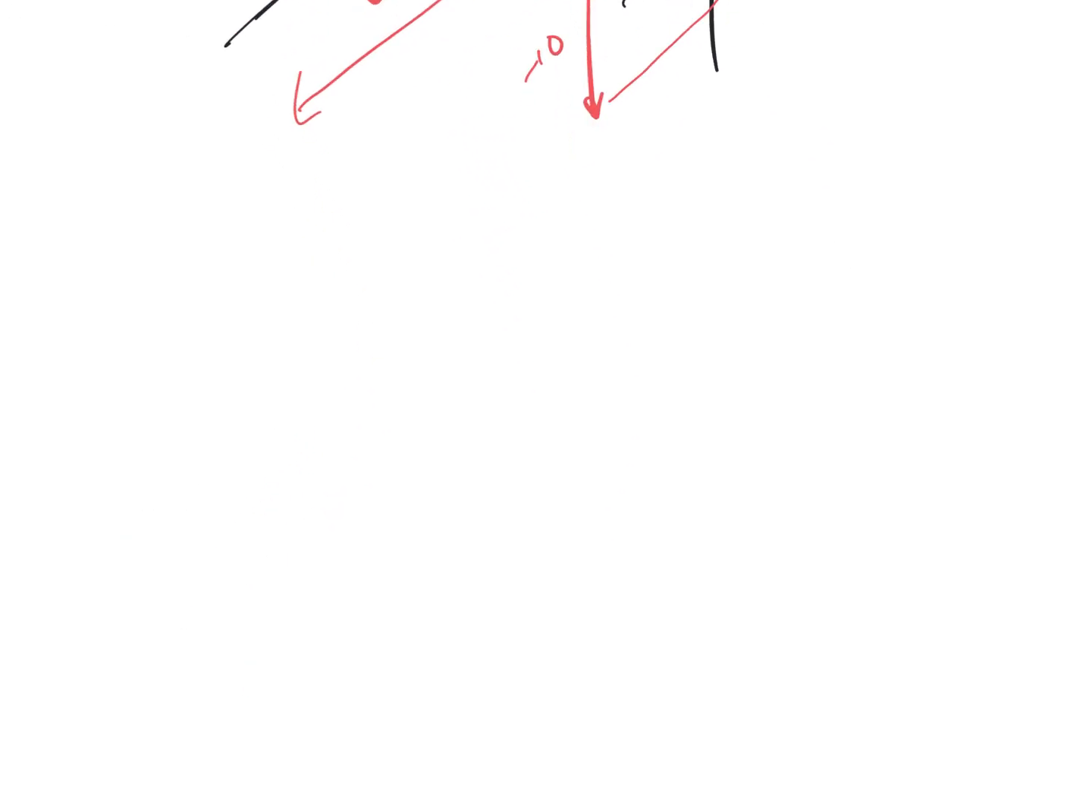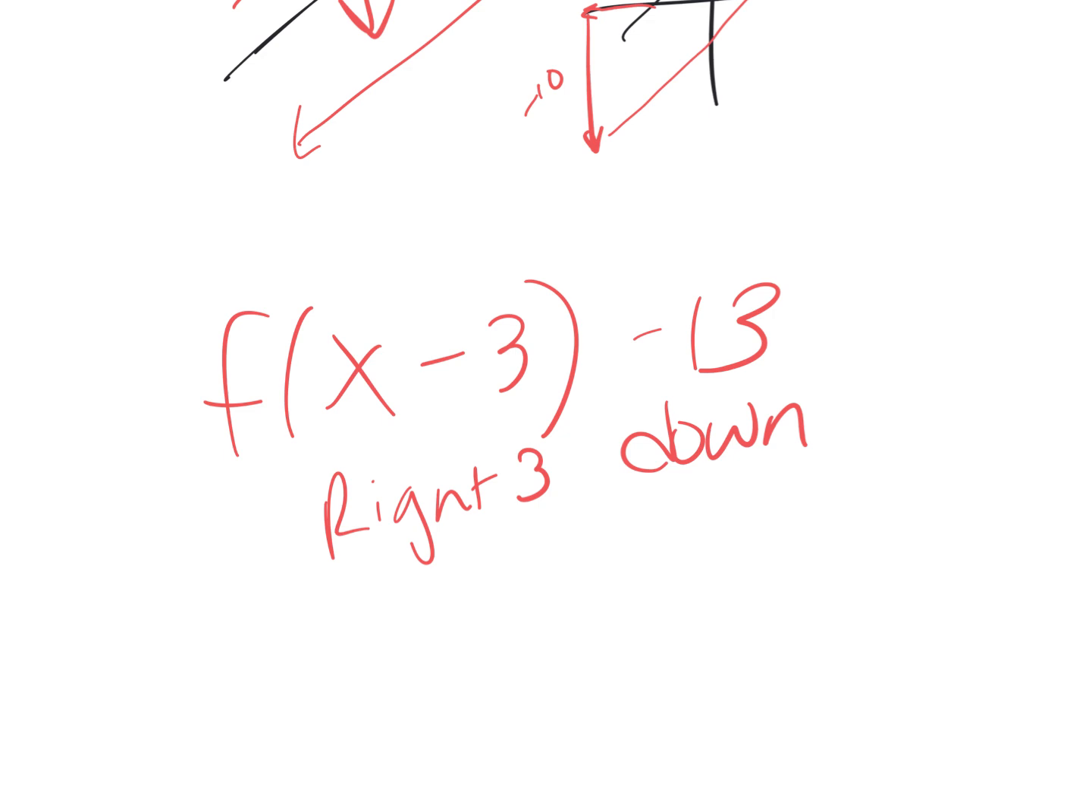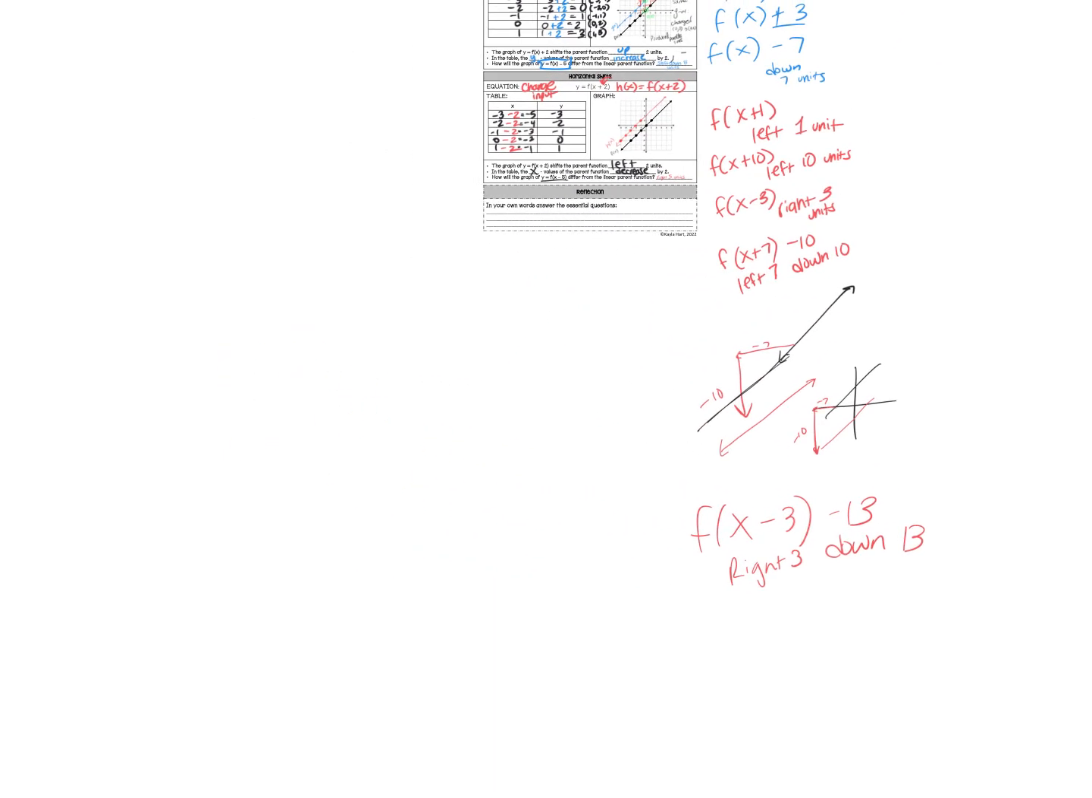All right, let's mix it up. F of x minus 3 minus 13. It goes right 3 and down 13. Down 13. Very good.